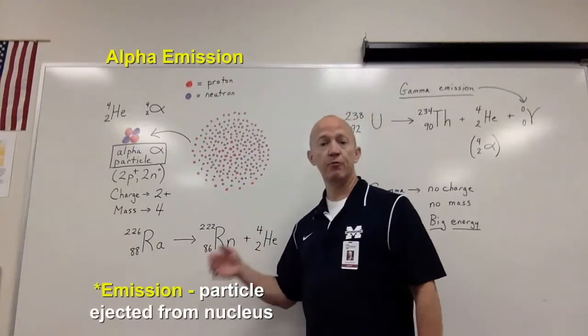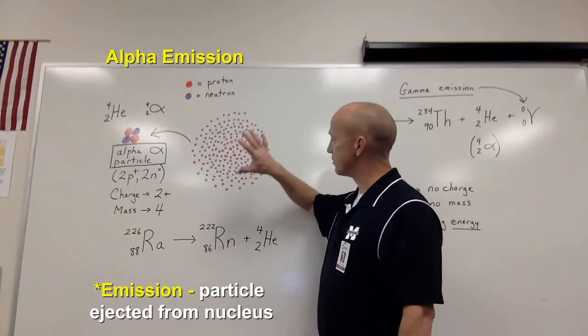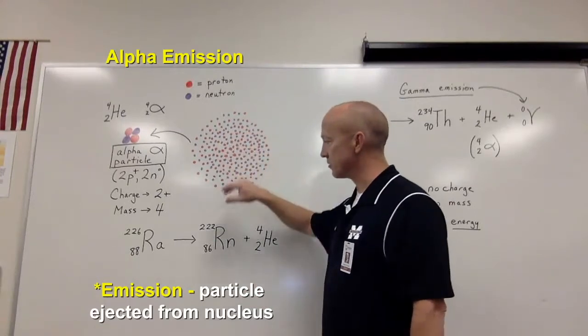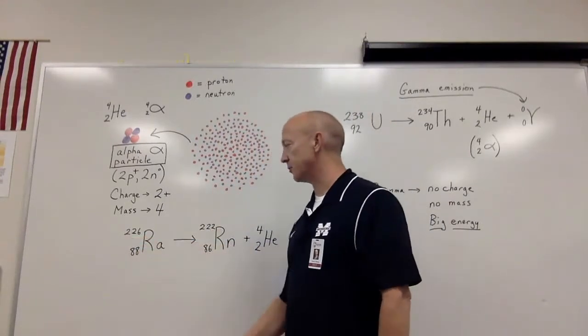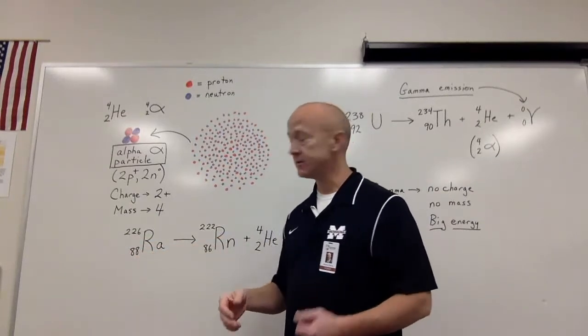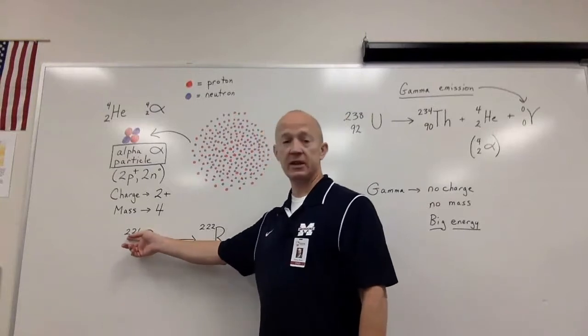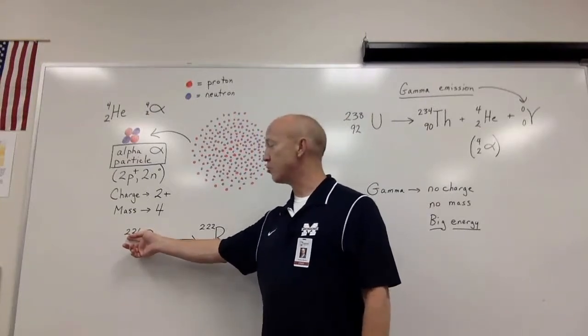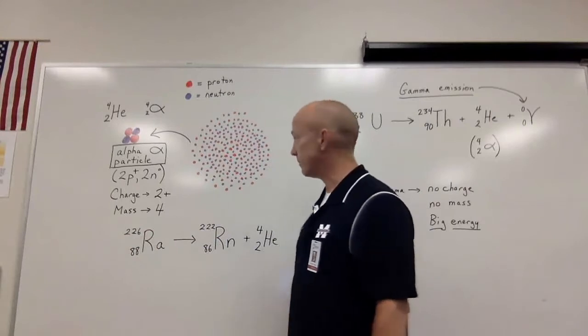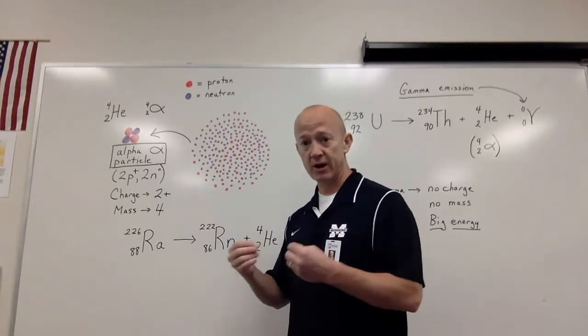Here's an example of what happens during alpha emission. For this example, I've used the radium isotope. This is the radium-226 isotope. It has 88 protons because that's what radium has, and an additional 138 neutrons to give us a grand total of 226 for our mass number. The radium is an unstable element, and so radium undergoes radiation.